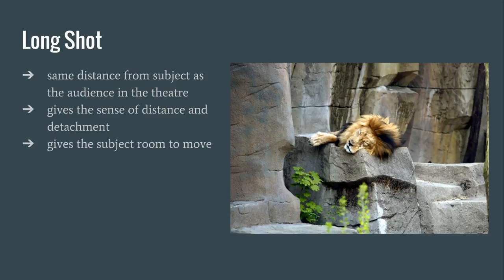Next is the long shot. There is the same distance from the subject as the audience in the theater. So in the long shot, what you would see on stage is the same as you would see in the movie. It gives a sense of distance and detachment, but it also gives the subject room to move.